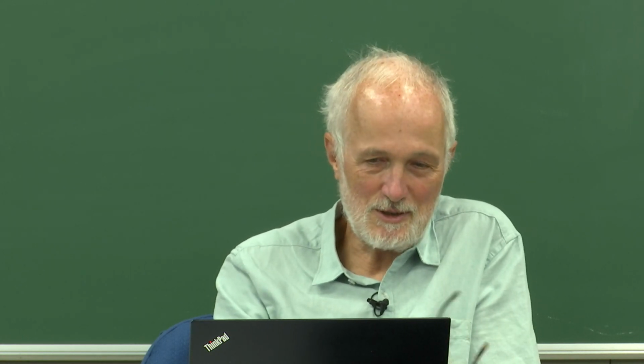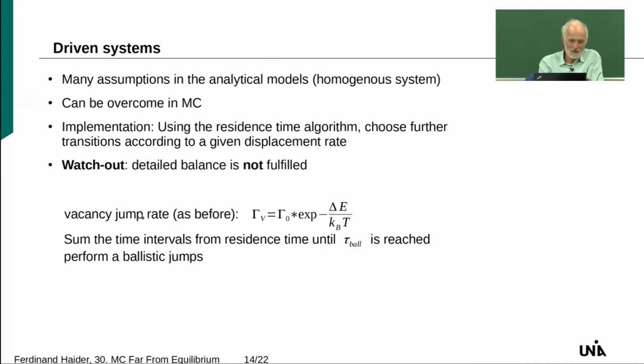So here's the simple idea. You have the vacancy jump rate as before, with some thermal activation. Here's saddle point minus initial energy, that's delta E, so that's what we had before. And then I sum up the times for all these thermal jumps. And if a certain threshold is reached, then I do a ballistic change, and then I continue the thermal.